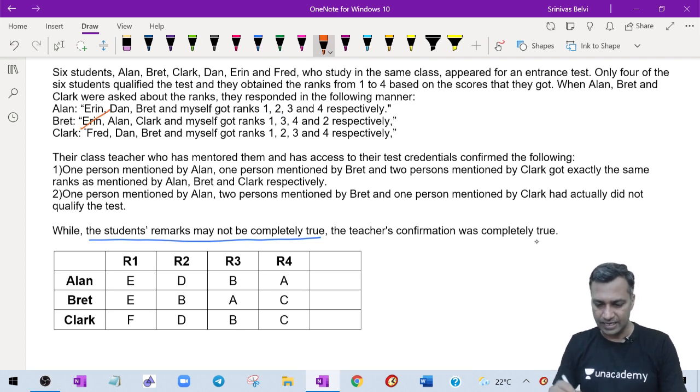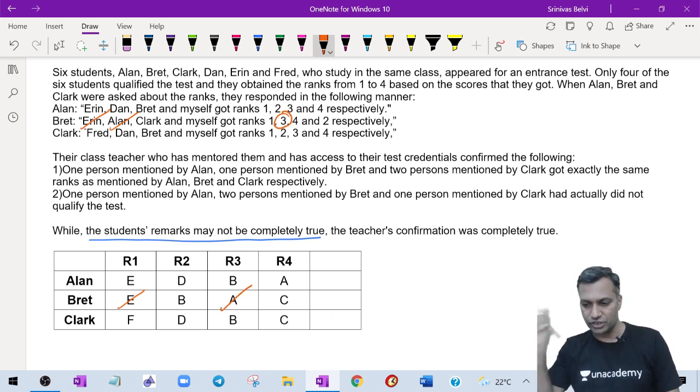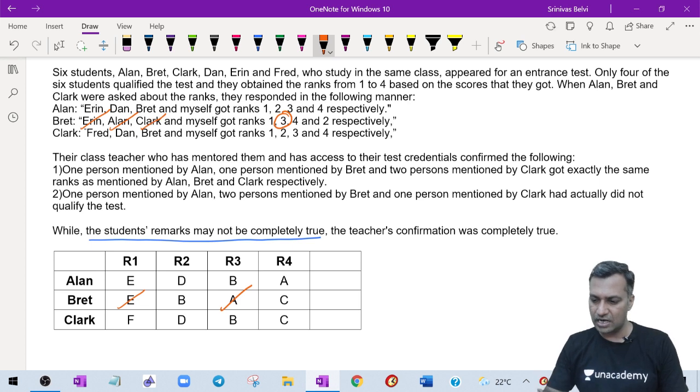Brett said that Erin got the first rank. Alan got the third rank. Remember, Alan did not get the second rank; Alan got the third rank. I mentioned it under Alan. And then he says that Clark has got the fourth rank. That is what here, Clark has got the fourth rank. And then myself got the second rank, that is Brett himself got the second rank. So I just mentioned these elements on the chart.